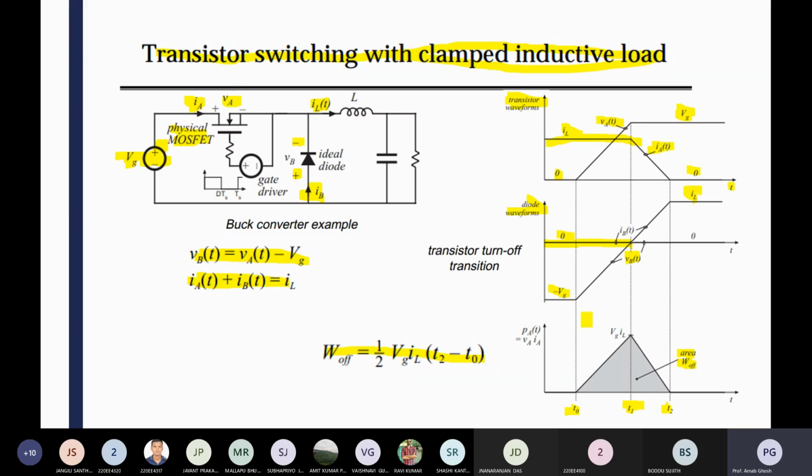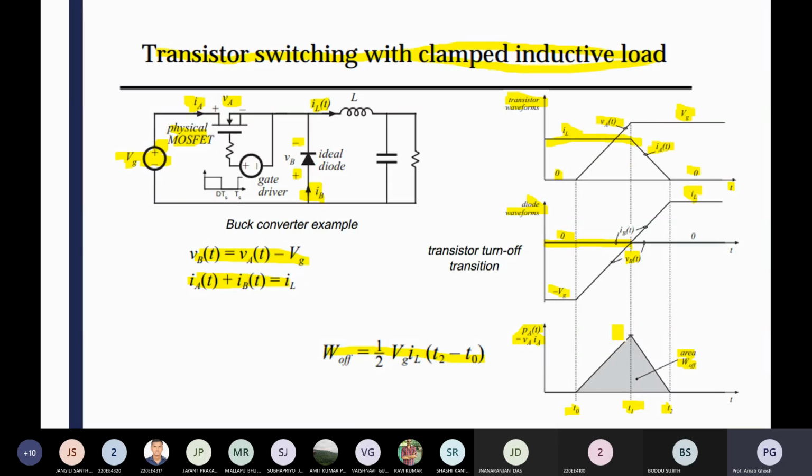So what is your power calculation? Power equals V into IL. At these positions, multiply both of them, the voltage and current, and you get a zero value. Then at the switching transition, at these positions, you get some values of VA times IL. The final one is your VG times IL. So that position is VA.